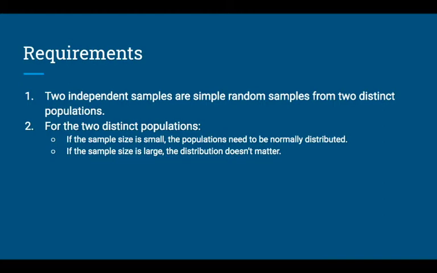And for these two distinct populations, we have to be careful. If the sample size is small, then the populations need to be normal. Okay, they need to fit a bell curve. But if the sample size is large, then the distribution we don't need to worry about it. Okay, and remember that the whole reason for that is from chapter 7 with the central limit theorem. The central limit theorem said that the means for samples will be normally distributed as long as the sample size is sufficiently large. So there's that central limit theorem coming back in a direct application.